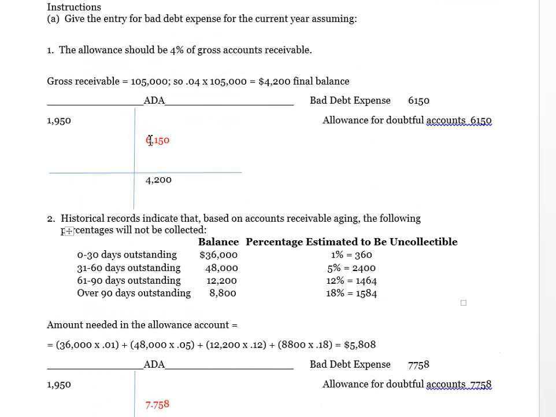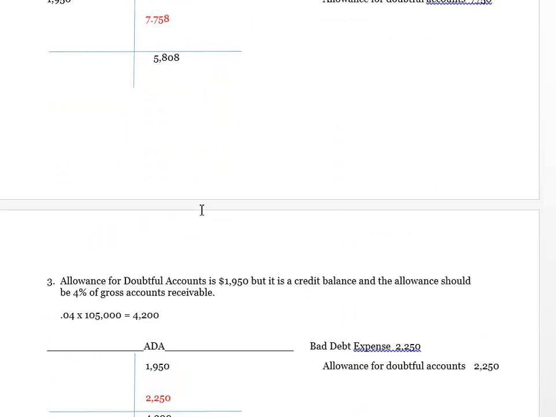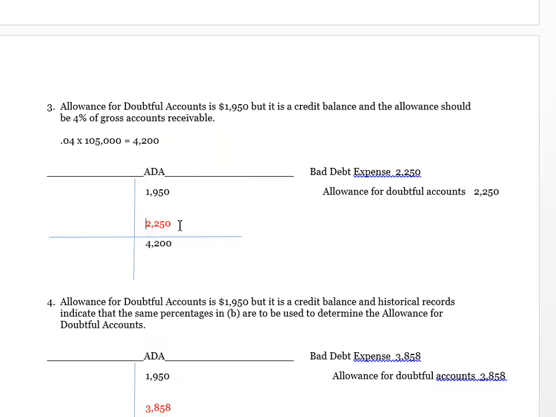Up here we had to make a $6,150 adjustment. Now we only have to make a $2,250 adjustment to get the allowance to that balance. And if we need to credit the allowance, that means we have to debit the bad debt expense in order to set up the value of accounts unlikely of collection. And that will be done for $2,250.